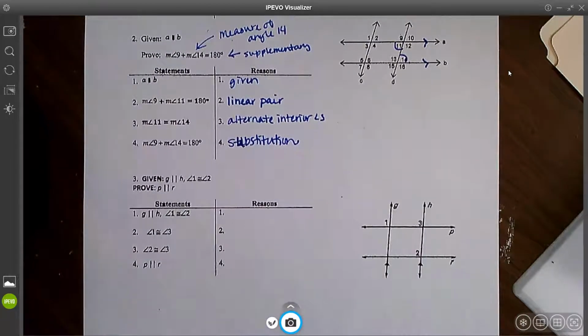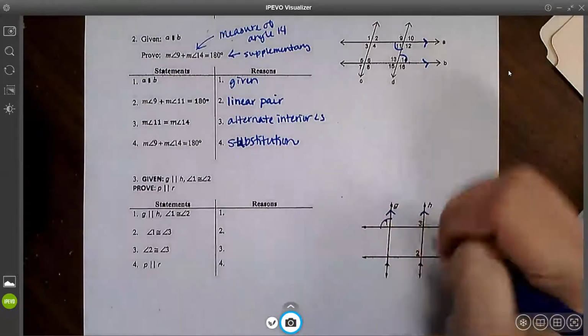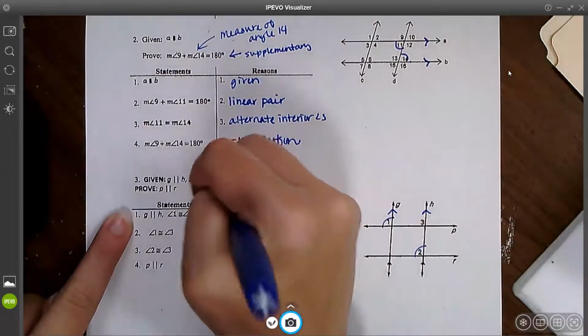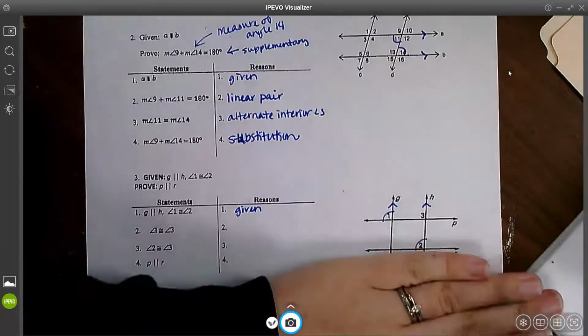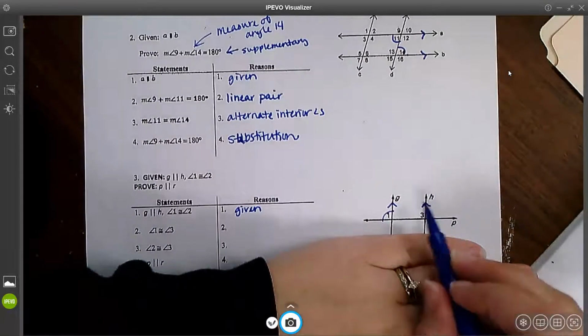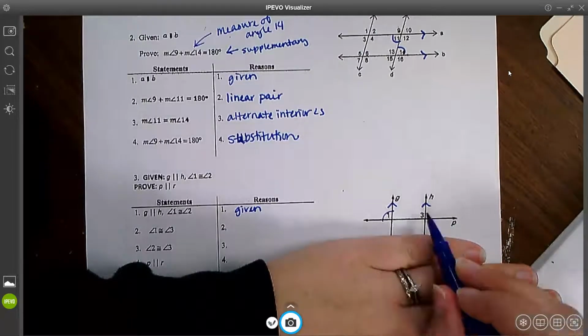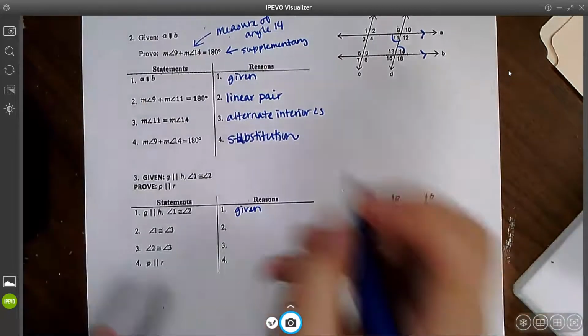The next one, we are given that G and H are parallel and that angle 1 is congruent to angle 2. We are asked to prove P and R parallel. So our first reason is always given. Angle 1 is congruent to angle 3, so I'm going to ignore this bottom piece here. If this is our parallel lines and P is our transversal, 1 and 3 are congruent because they are corresponding angles.